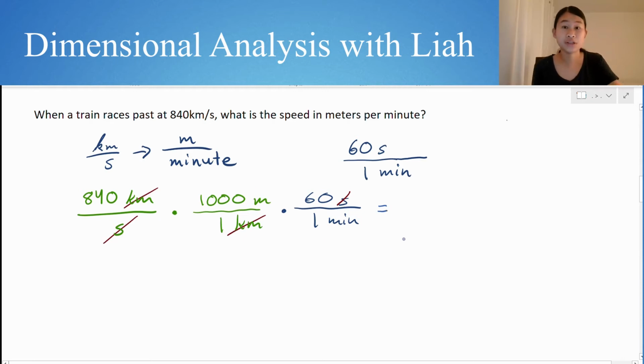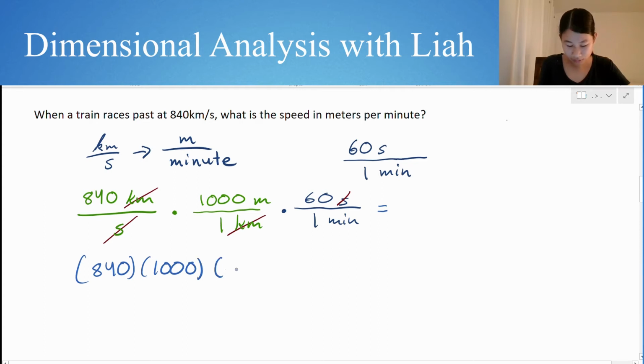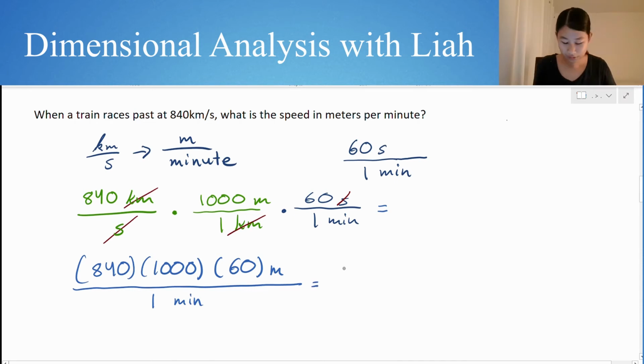Now that we have the units we want, we can multiply these fractions. So we have 840 times 1,000 times 60, and that will be meters. And then on the bottom, we just have 1. The answer here is 5.04 times 10 to the 7 meters per minute.